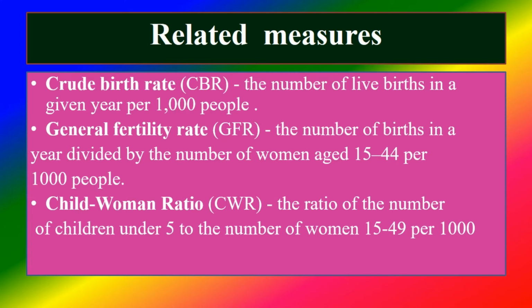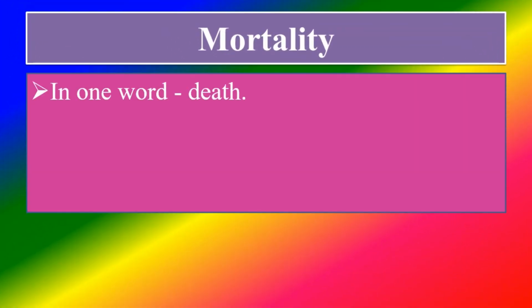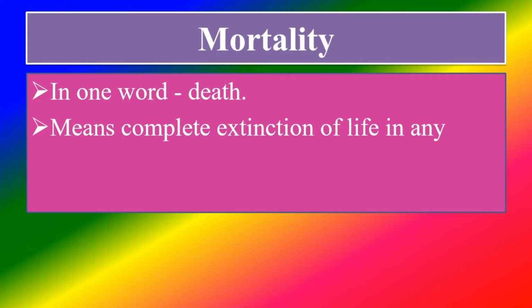Child woman ratio, CWR, the ratio of the number of children under 5 to the number of women 15 to 49 per 1,000 people. Mortality, in one word, death rate, means complete extinction of life in any living organism.